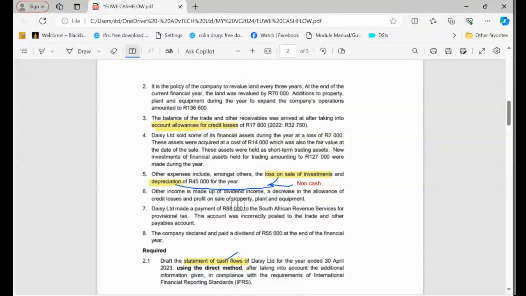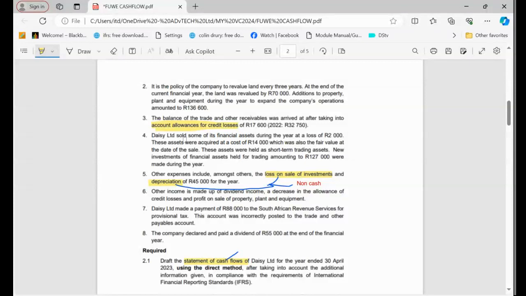That's why I need to go and take out these 45. Why? Because they told me that they are included, of which they were not supposed to be included because they are non-cash. I don't know if it makes sense or not. Yes, it does. So this 45,000 is only for depreciation. We must go and check how much of the loss they made on the investment. I think somewhere they told us that they sold an investment. Remember? Here, number 4.